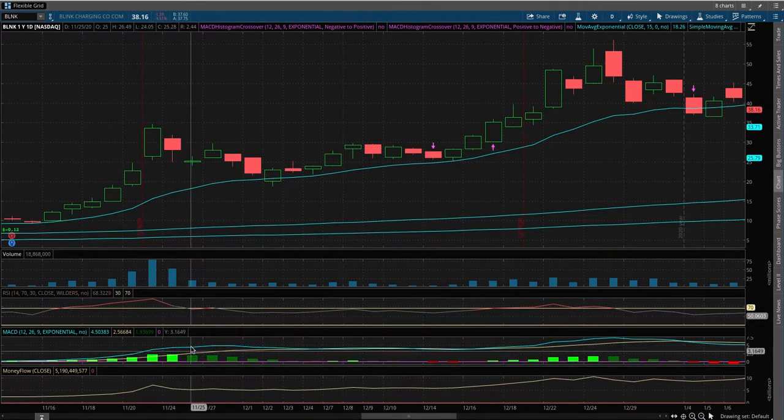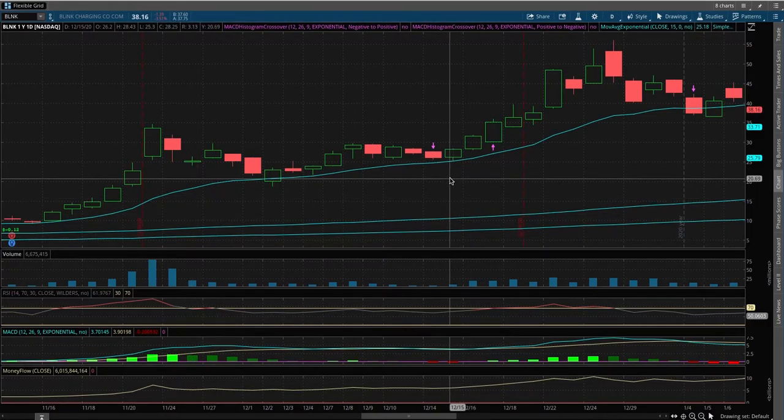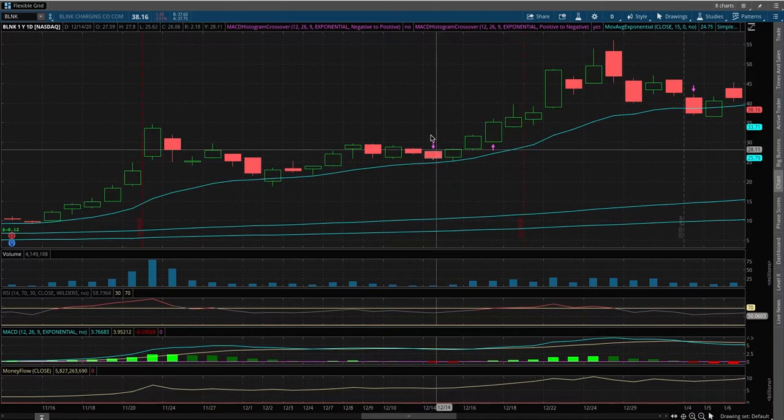You can pay attention to the bars if you want. The distance between the lines represents momentum, which you can understand if you want. You don't have to. Just know that when it crosses, it means that this could go down. Look, right here it crossed negative, and guess what? The stock went up.